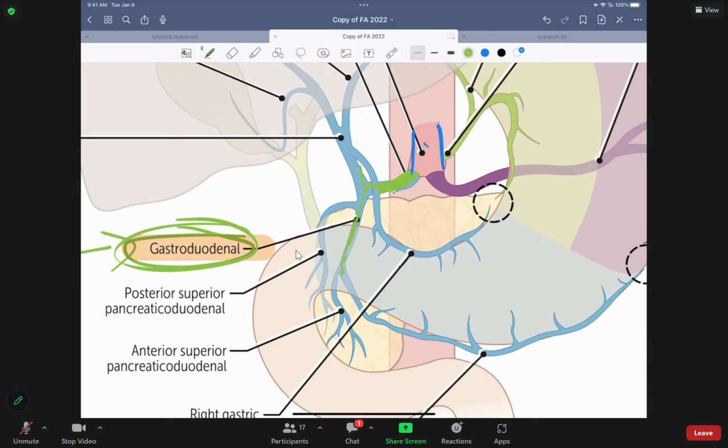Is everybody clear, folks? Why gastroduodenal artery? Because they are right behind the posterior wall. Is everybody clear, folks? It's behind, not anterior, but it's behind. Okay, so that's gastroduodenal artery.